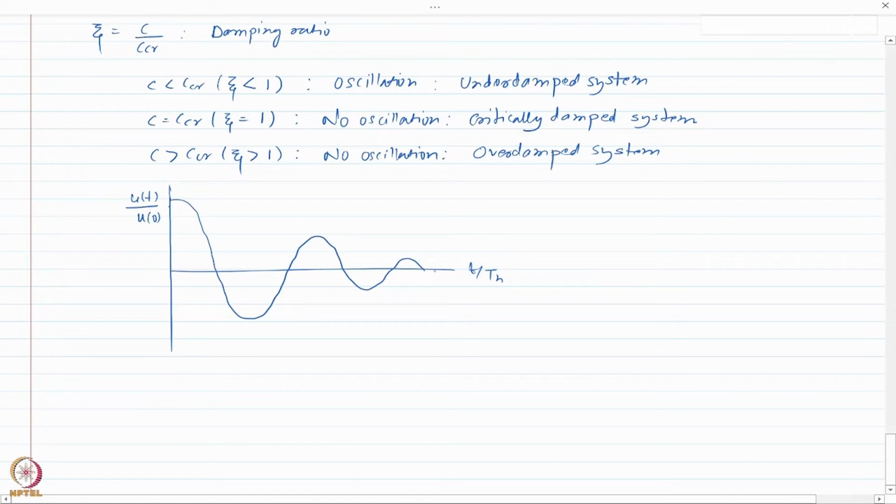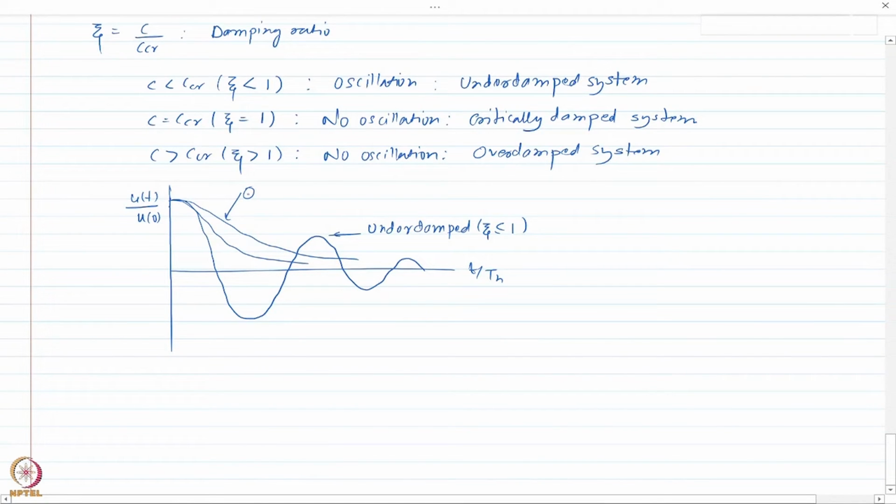As we discussed, this is my underdamped system, which provides me the oscillatory motion. So underdamped, zeta is smaller than 1. This is an overdamped system, so zeta is greater than or equal to 1. And this is again a critically damped system, with zeta equal to 1.